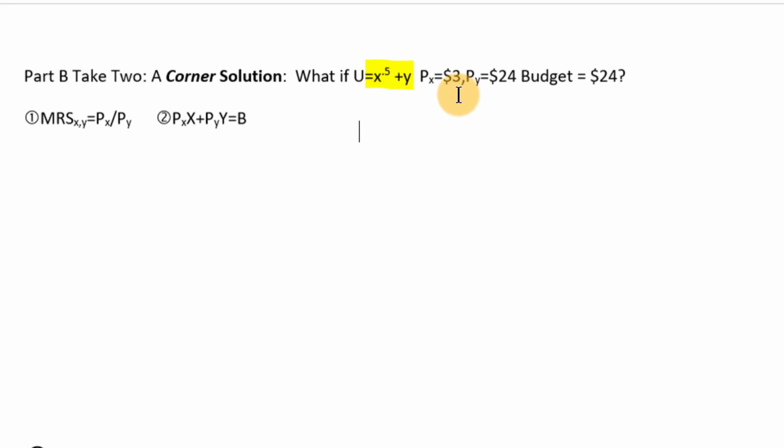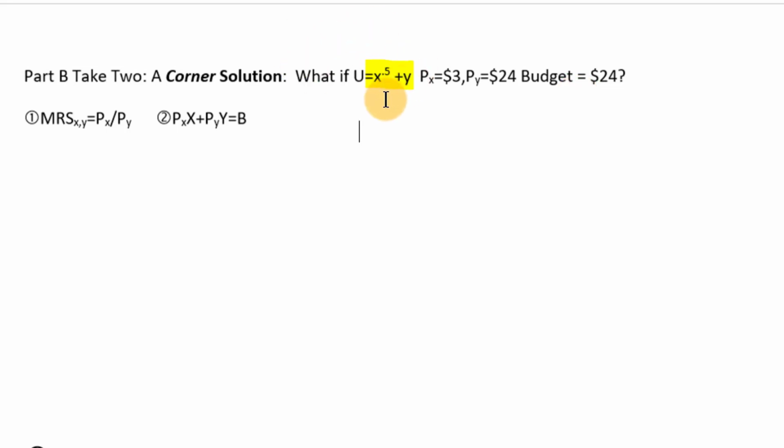Instead of the prices being $3 and $6, suppose the price of x was 3, but the price of y went way up to $24. And let's suppose we had a budget of $24 as well. Let's set everything up. Now we don't have to redo everything from scratch because this is the same utility function as before.